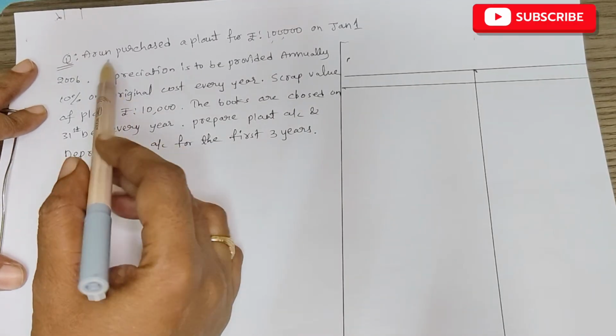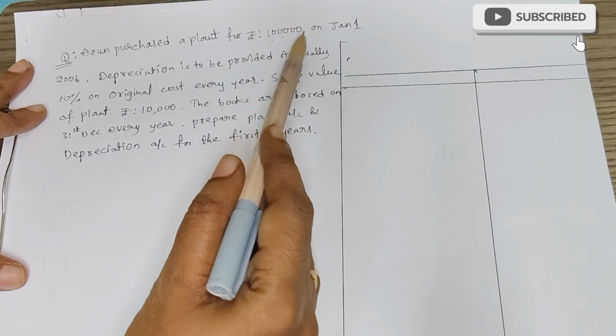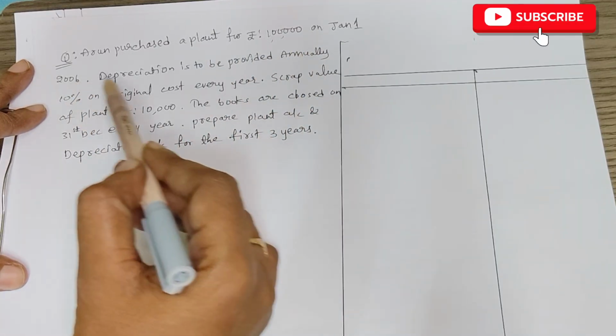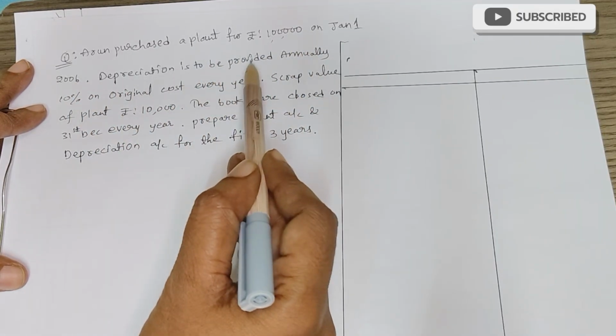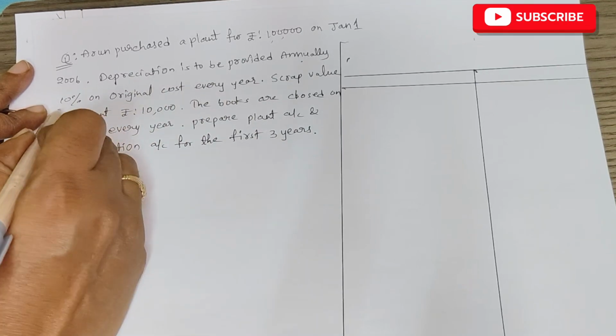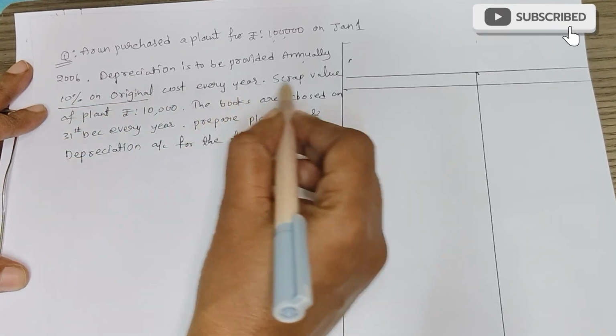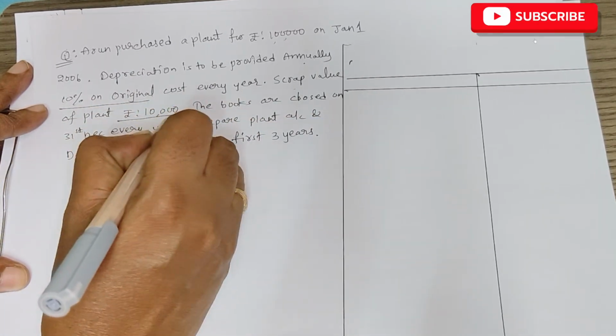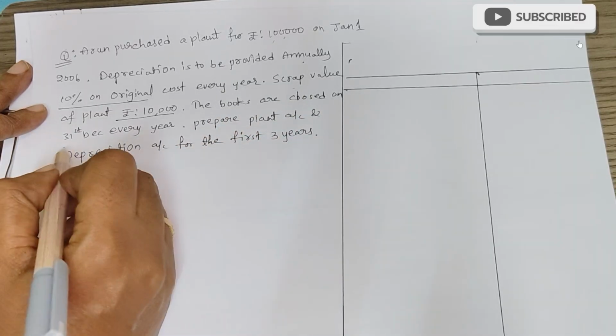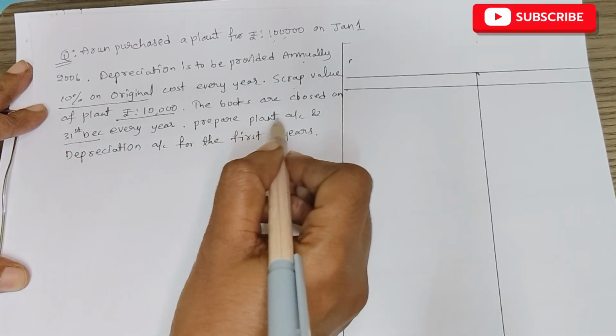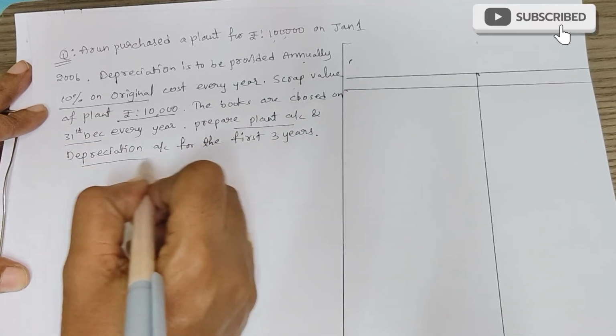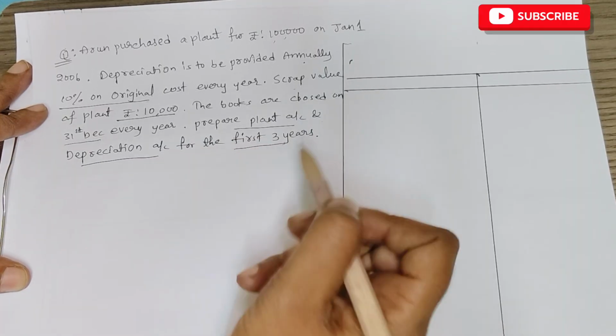Let's start our question. Arun purchased a plant for 1 lakh on January 1st, 2006. Depreciation is to be provided annually at 10% on original cost every year. Scrap value of plant is 10,000. The books are closed on 31st December. Prepare plant account and depreciation account for the first 3 years.